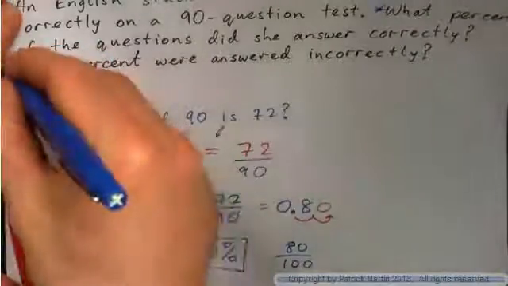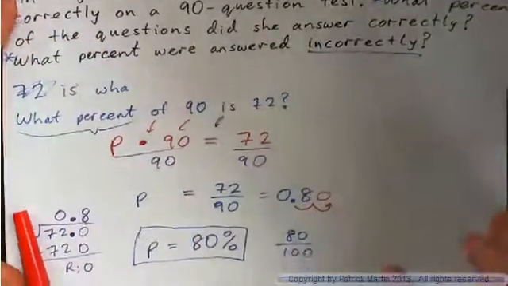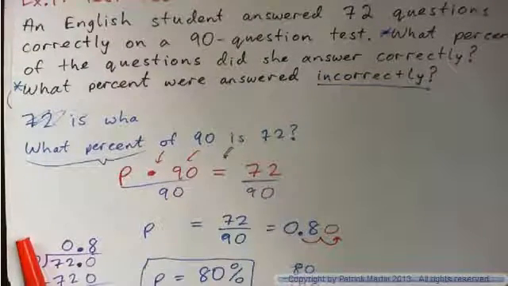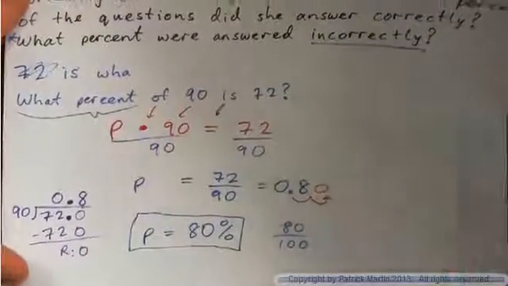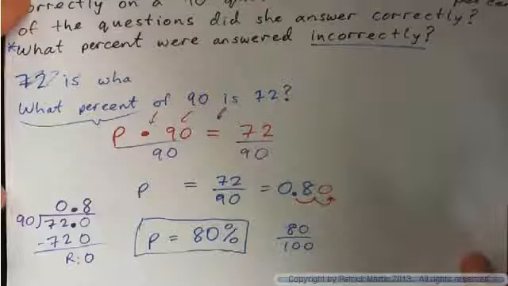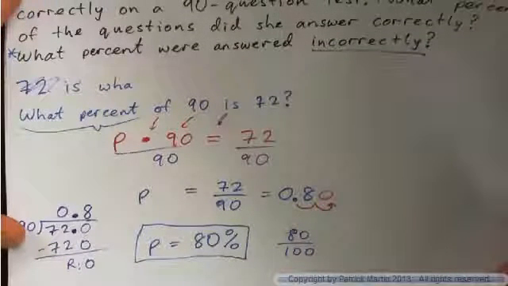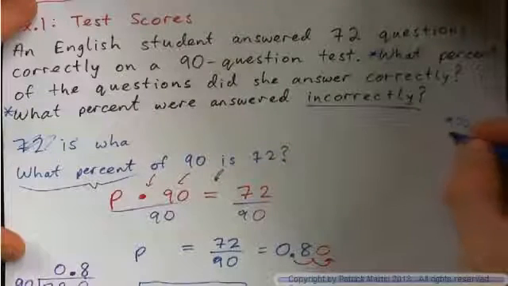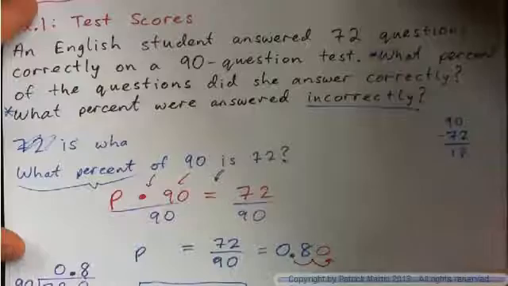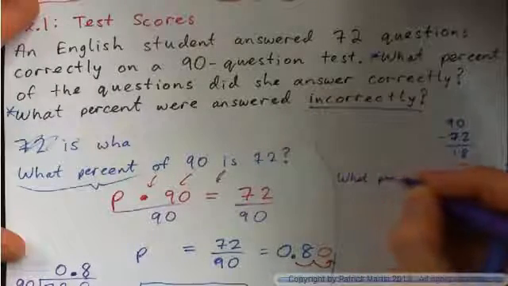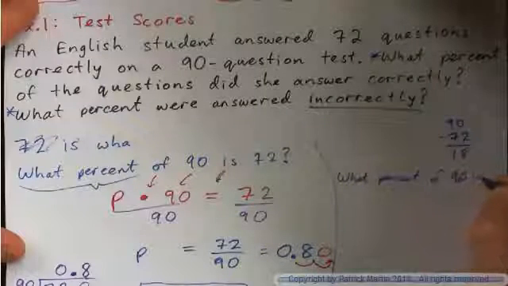Now, the next question is, what percent were answered incorrectly? Well, tell me, how are you going to figure that one out? Let me ask you this. How many questions were answered incorrectly? Well, it was 90 on the test. What's 90 subtract 72? That's 18, right? So we're asking, basically, we want to know what percent of 90 is 18, right?